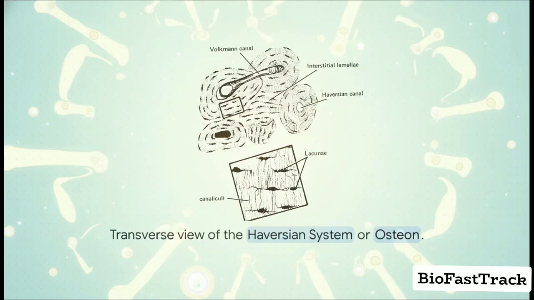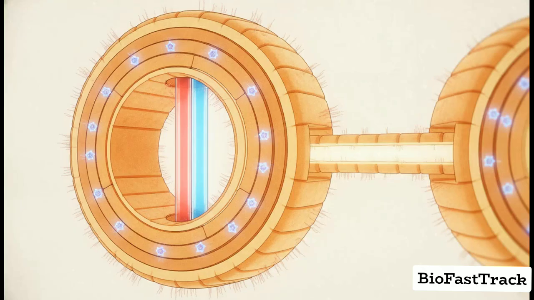When we zoom in and look closely at a transverse view of that compact bone, we see it forms this microscopic Haversian system, also known as the osteon. This is the fundamental functional unit of all compact bone. Think of an osteon kind of like a microscopic tree trunk running the entire length of the bone. Right in the very center, you've got the Haversian canal. Think of this as the central plumbing and highway system. It carries vital blood vessels and nerves.